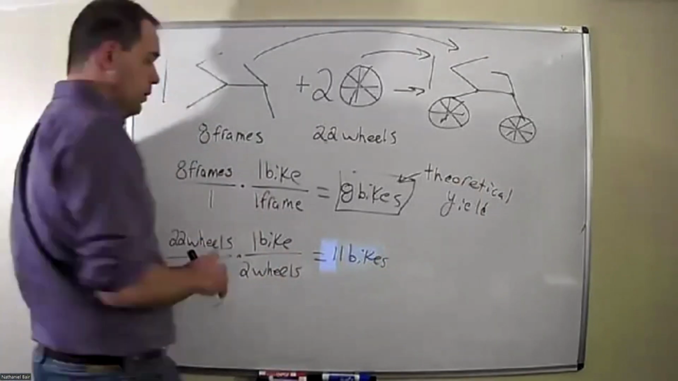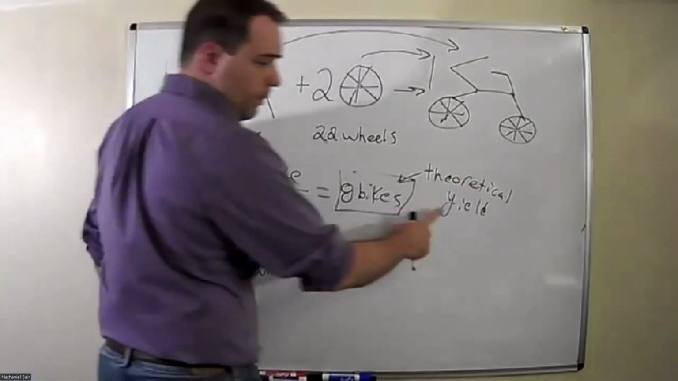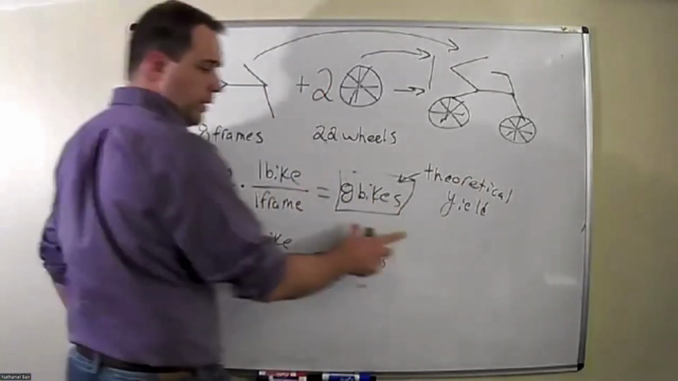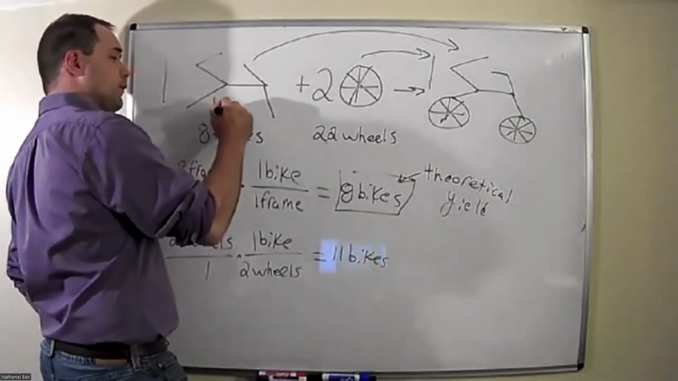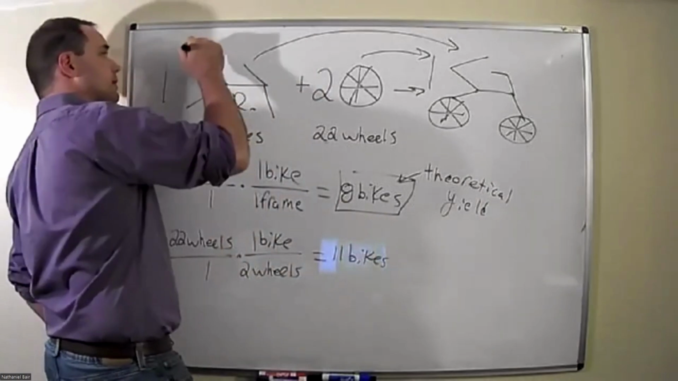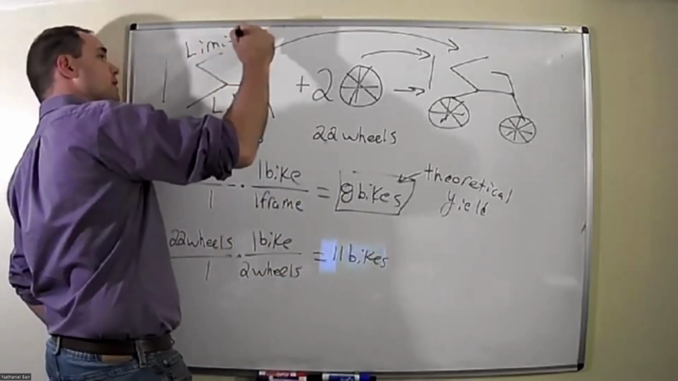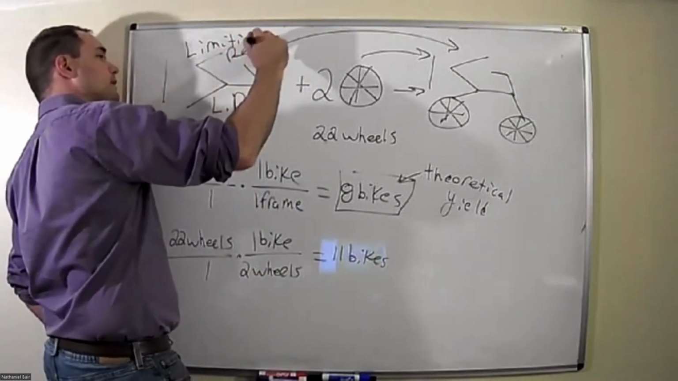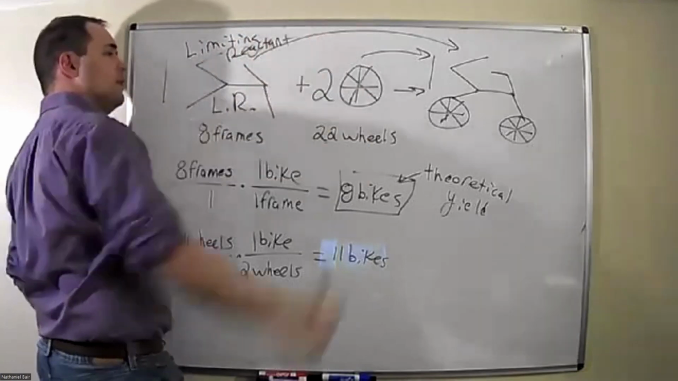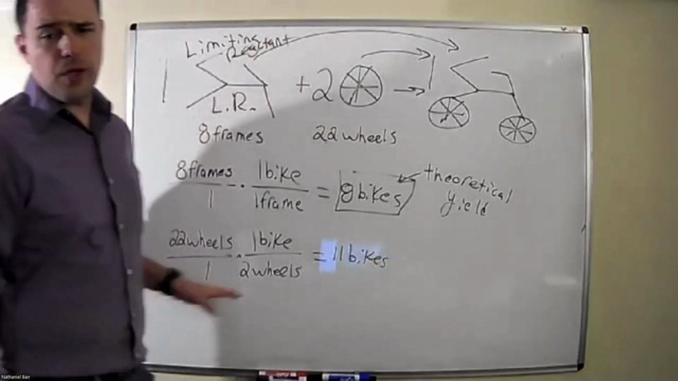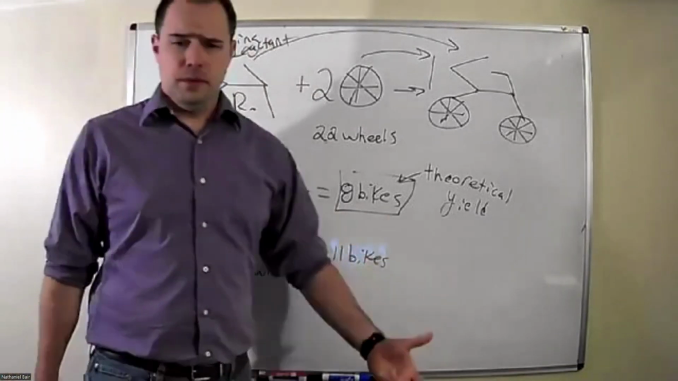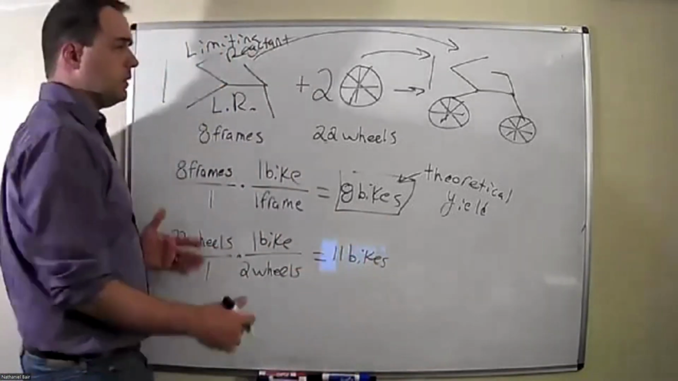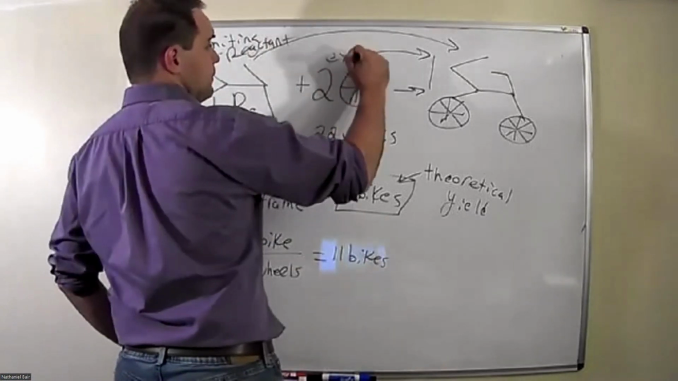Okay, what else do we know? Well, we know the frames are what's going to run out, because the frames control the amount of product I can make. So what do we call the frames? In this scenario, we call the frames the limiting reactant. And the wheels, we could have kept going. The wheels would have let me make more bikes. So what we have just determined is that the wheels are in excess.